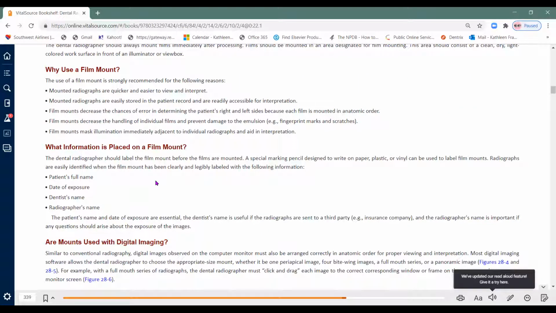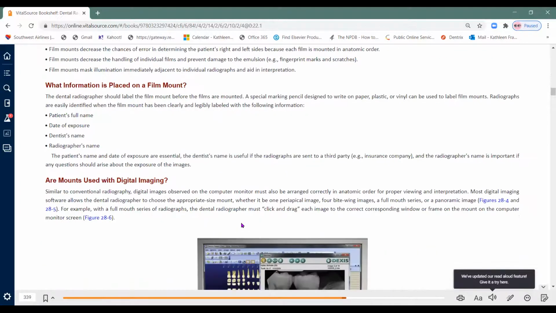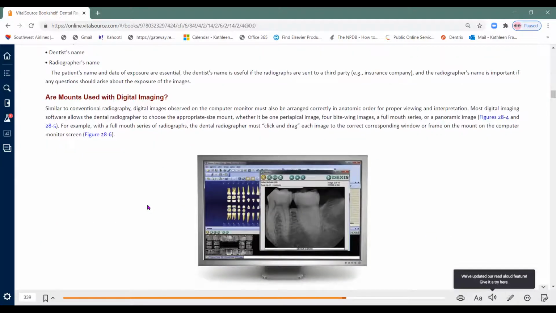If we're using a manual film mount, this is the information that goes on it. In our computer, it's already set up for us. Digital images observed on the computer monitor must also be arranged correctly in anatomical order in order to view them properly and to interpret them. Only the dentist is allowed to diagnose the films. We are not allowed to diagnose them. We can interpret them, but we're not allowed to diagnose them for the patient.